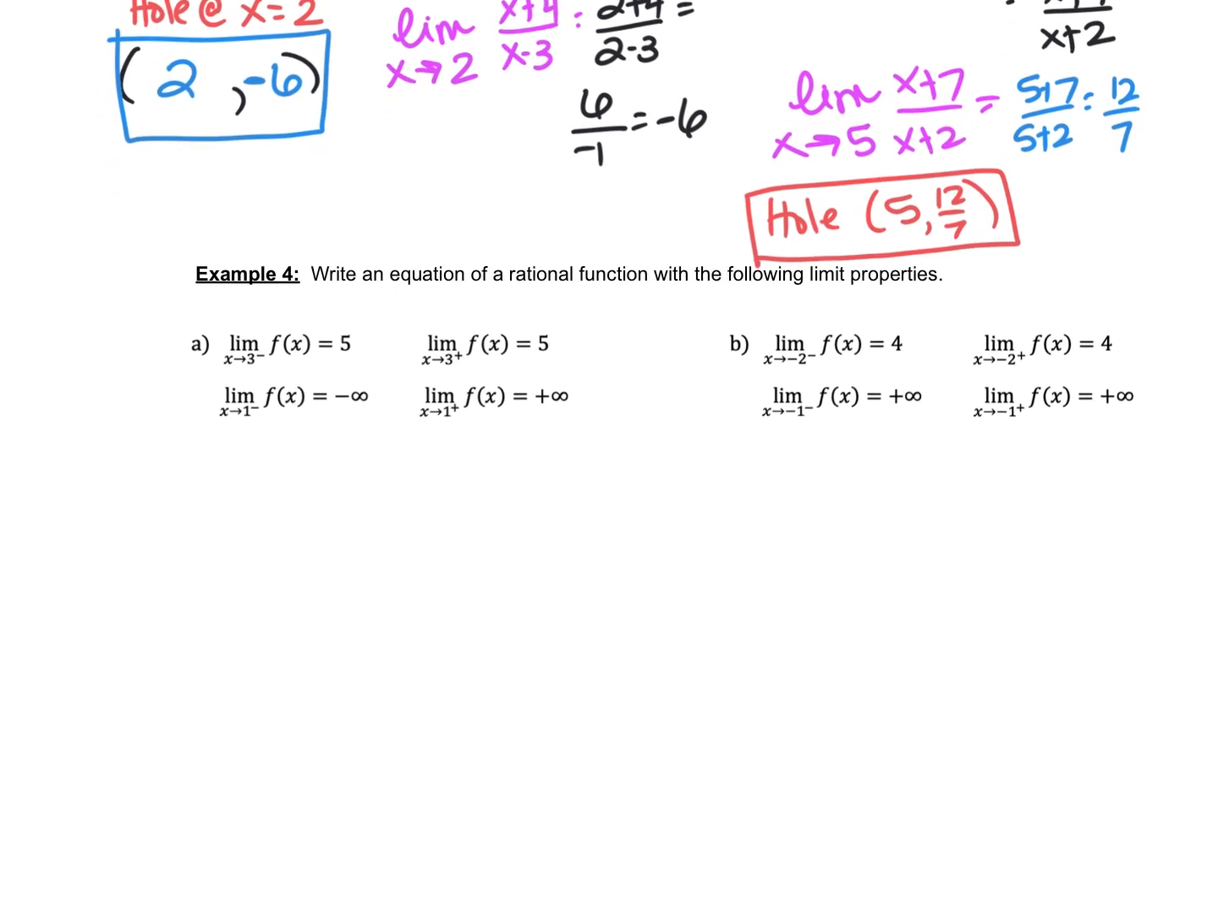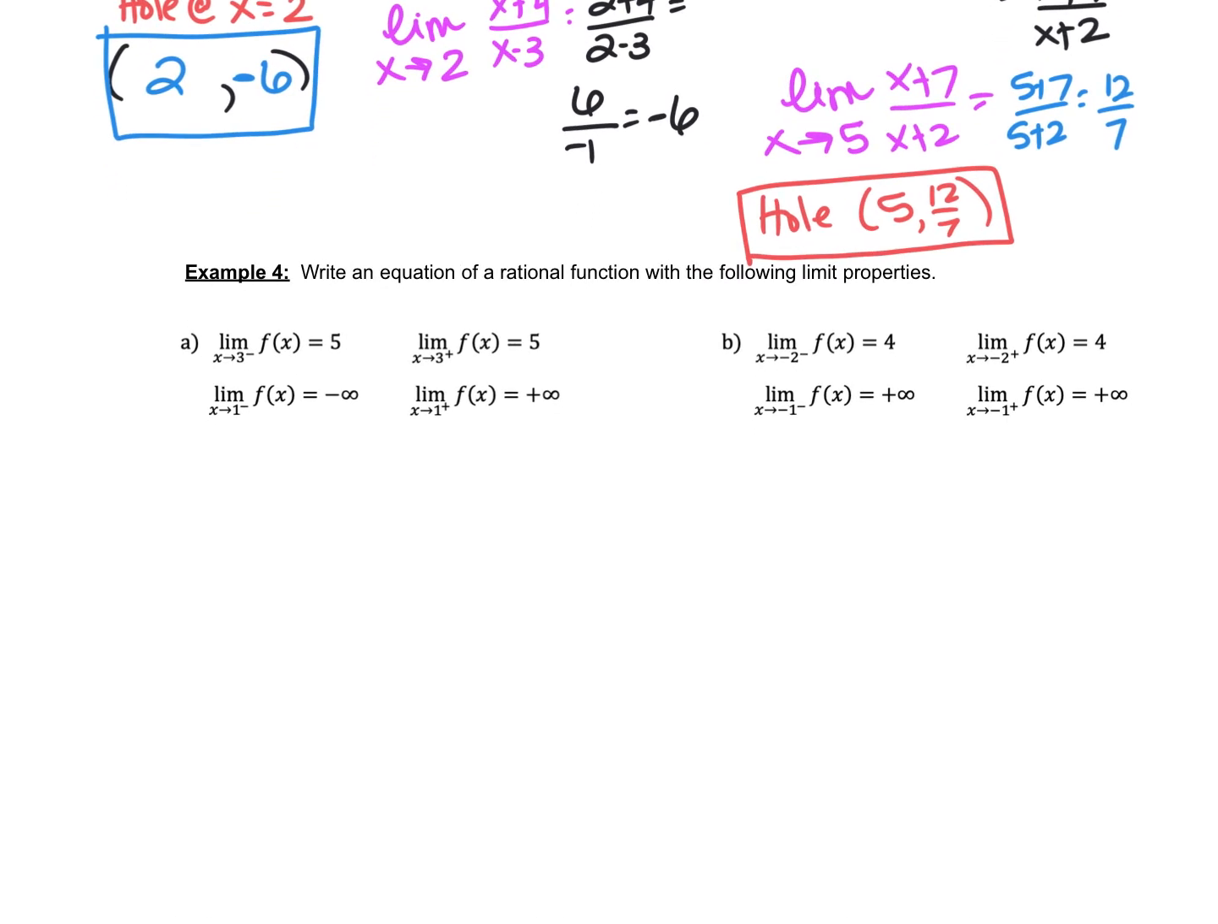Okay, so this time it wants me to write the equation of a rational function. All right, so it's telling me some things. It's giving me some limits here. It says the limit as x approaches 3 from the left of f of x is 5. The limit as x approaches 3 from the right of f of x is 5. That means we have a hole. Okay, we have a hole, and the hole happens at the point (3, 5). So that's important to know.